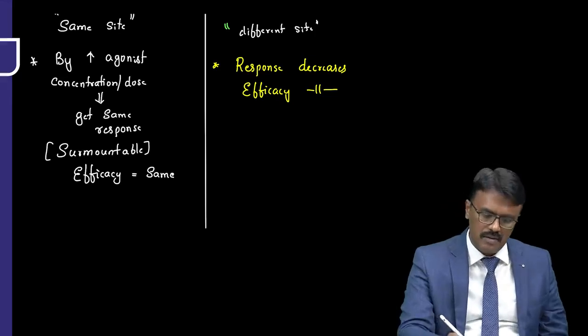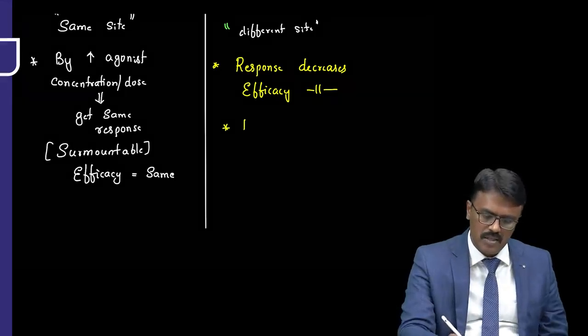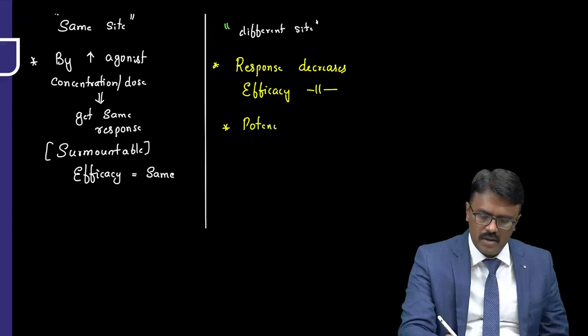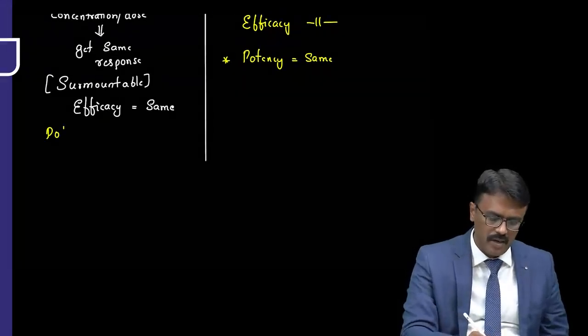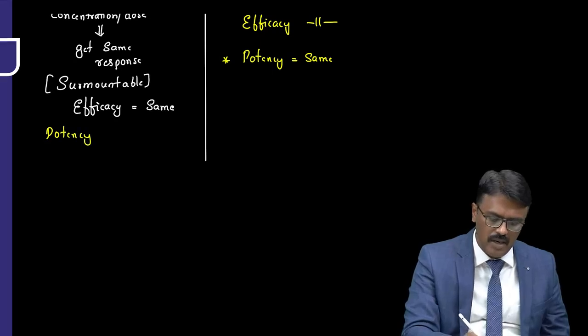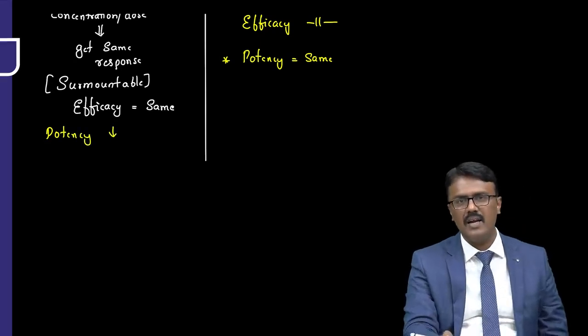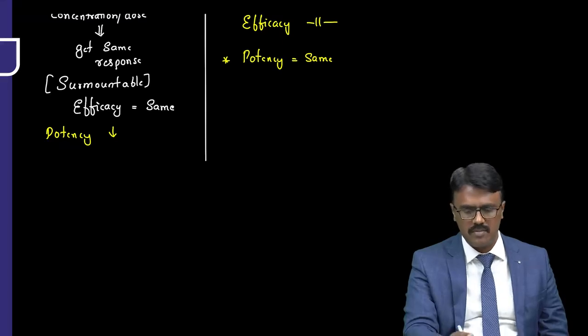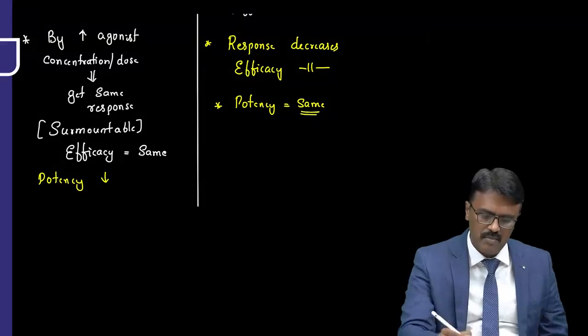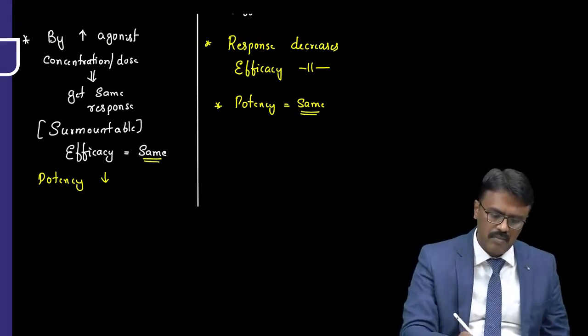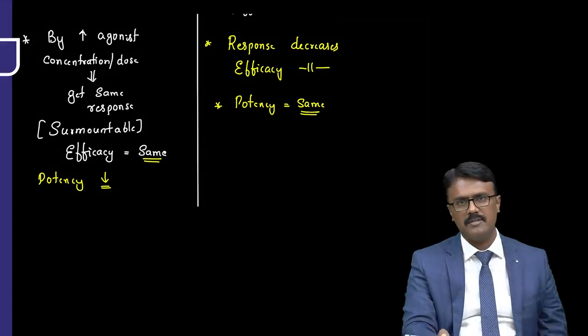Right? And here what happens to the potency? Potency of the drug remains same. But here the potency of the drug decreases. Why does it decrease? Because you are using a higher dose of the drug to overcome antagonism. So remember, here the efficacy decreases, potency remains same. Here efficacy remains same, potency decreases.